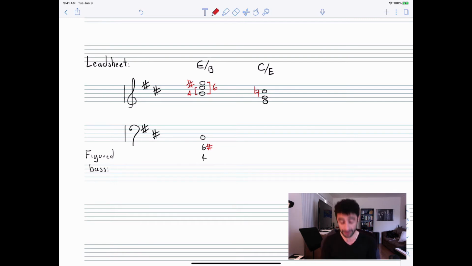Well, same thing. First, let's just write the intervals. Between the bass and the root of this chord, there is a 6th. And then, from the bass to the 5th of this chord, there is a 3rd. And since I know that that 6 has an accidental, I would just have to notate that accidental on the side of the number of the figured bass notation.